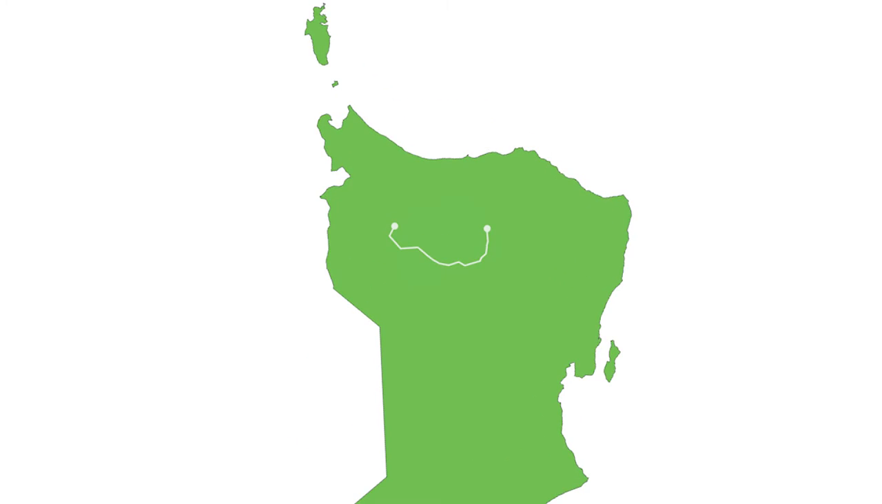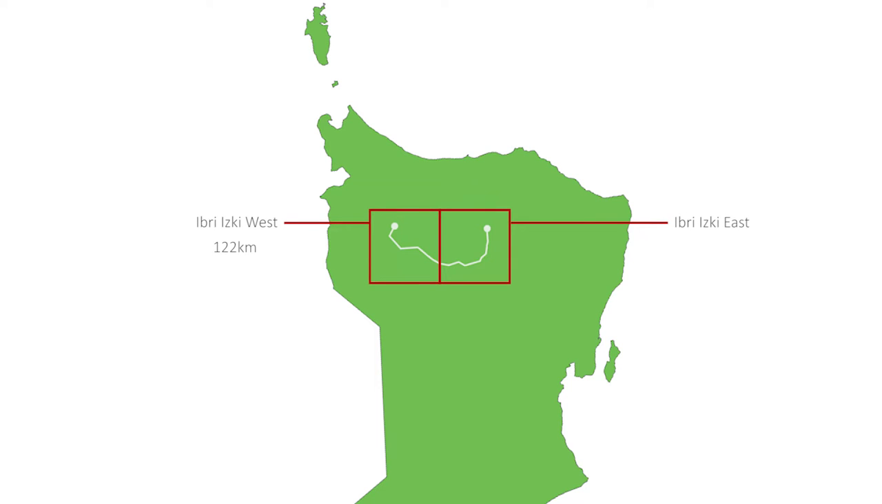We've split the line into two sections, Ibri-ISKI West and Ibri-ISKI East. Ibri-ISKI West covers the first 122 kilometers, while Ibri-ISKI East covers the remaining 111 kilometers. Ibri-ISKI West has 1,405,600 survey points. Ibri-ISKI East has 2,136,280 survey points. Let's take a look at these models.